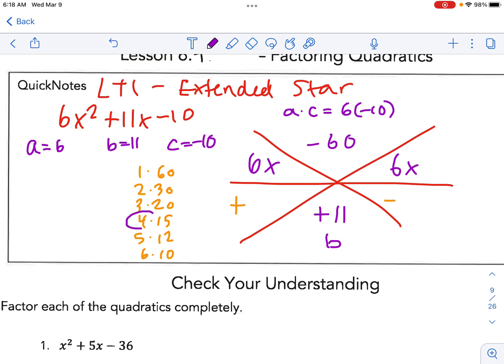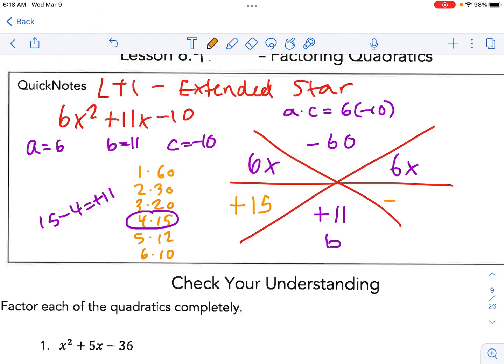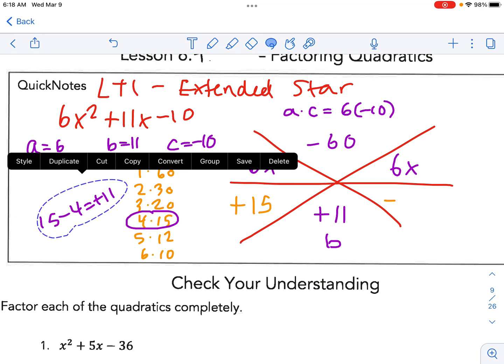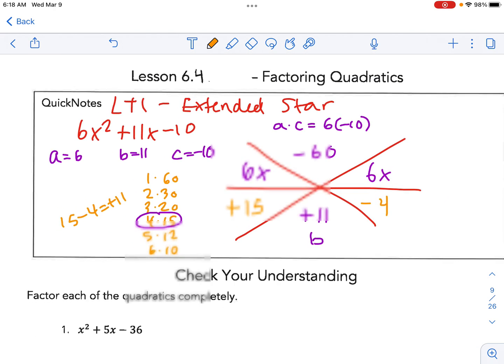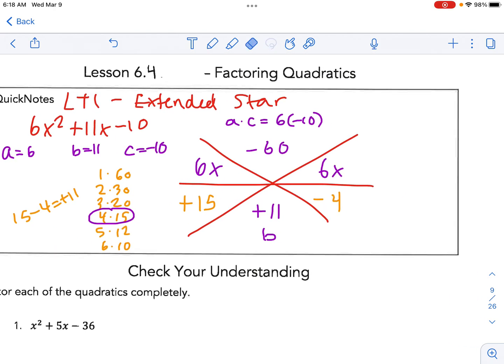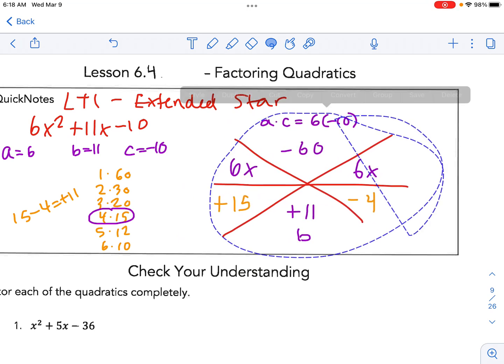Now, if we take 15 minus 4, that gets us positive 11. So that means 15 needs to be positive. And I'm just going to change this to orange. And 4 needs to be negative. There we go. And then I'm going to scooch this over a little bit more because I have some reducing to do. There we go. Okay, so now I got some space to reduce.